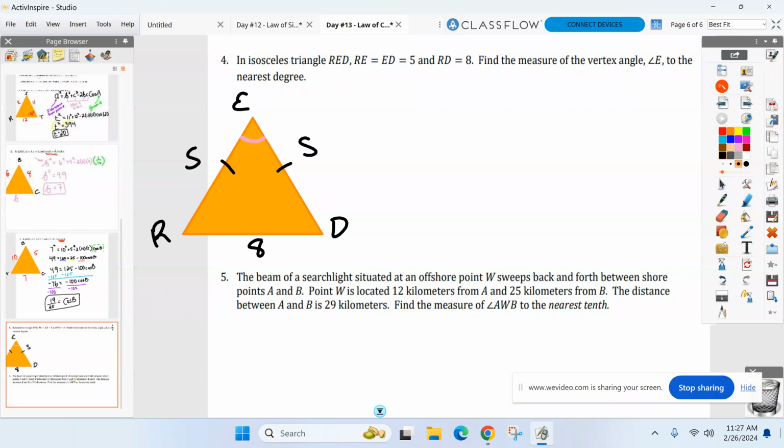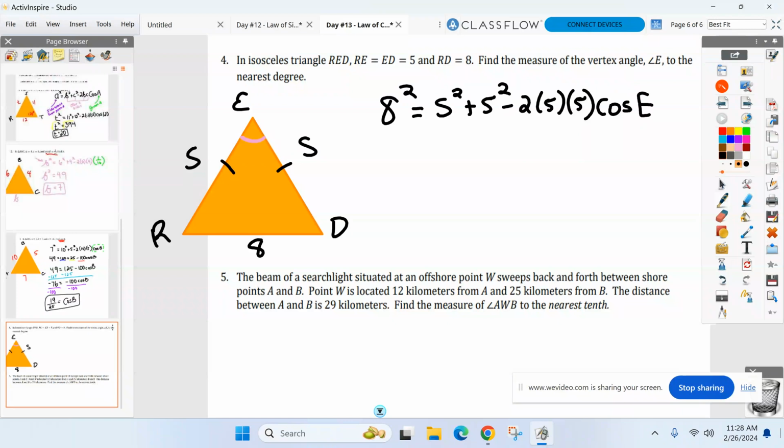All right, let's set this up. What do you think? 5 squared or 8 squared to start it off? 8 squared. Why? It's across from the angle we're looking for. So 8 squared equals 5 squared plus 5 squared, the other two sides, minus 2 times 5 times 5 cosine. Again, if you guys always want to use X, I don't care. I'm just going to use the angle we're looking for, E.